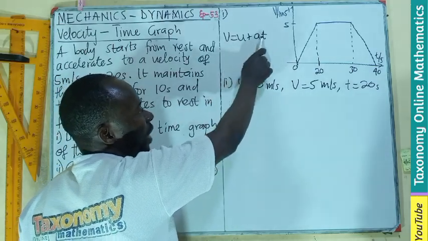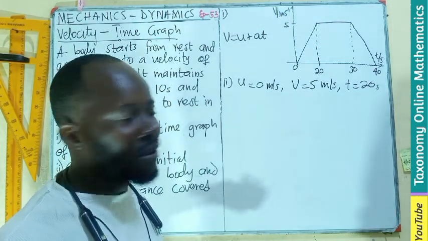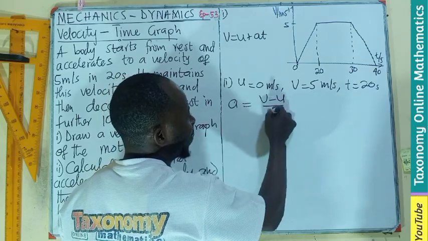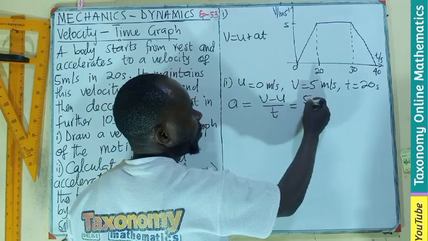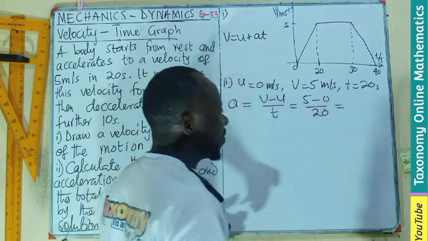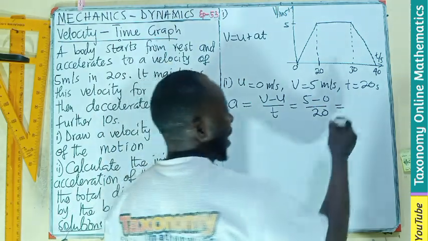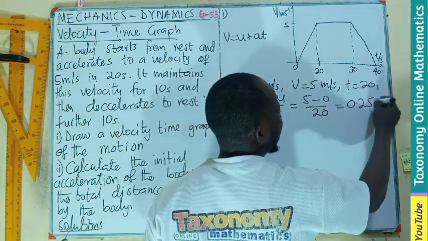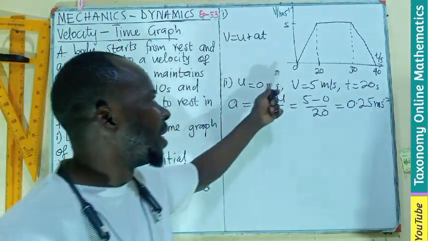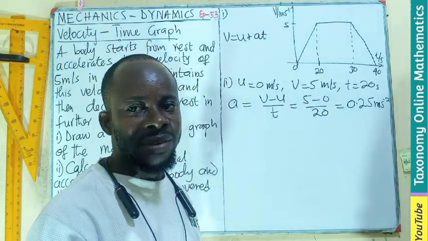So V equals AT. To find A, we divide by T. So I always say that my acceleration is V minus U divided by T. V is 5, minus 0, divided by 20. And that gives us 5 divided by 20, which is 1 over 4. So we have 0.25 meters per second squared. So the initial acceleration taken by the body is going to be 0.25 meters per second squared.